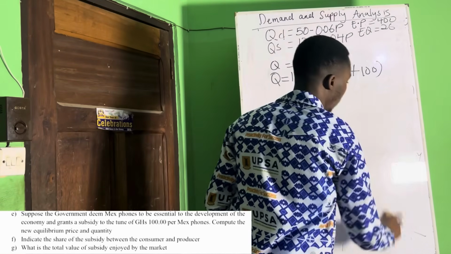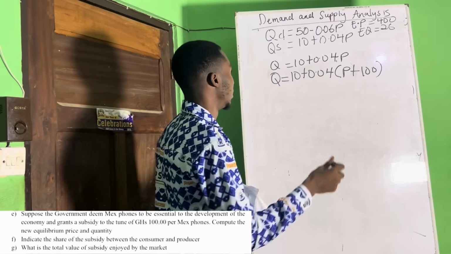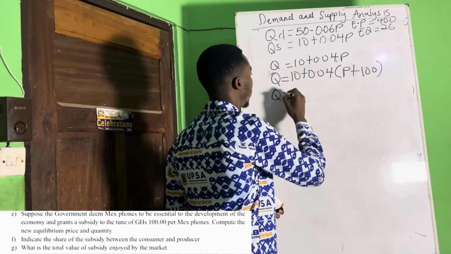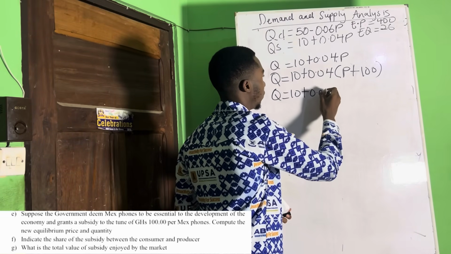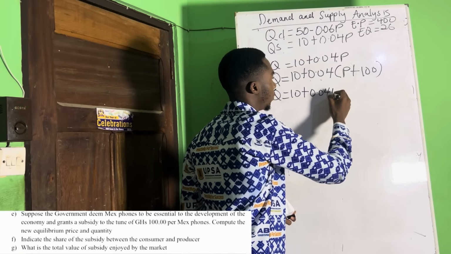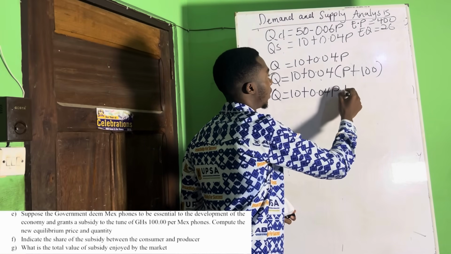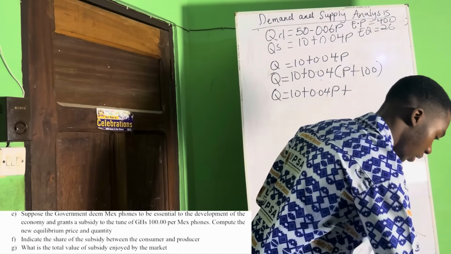You get it. So when you add it, you're going to get a different supply equation. So now let's expand it. You are getting Q is equal to 10 plus 0.04 times P. So 0.04 times P will give you 0.04 P, then plus 0.04 times 100. So we can punch it on the calculator.